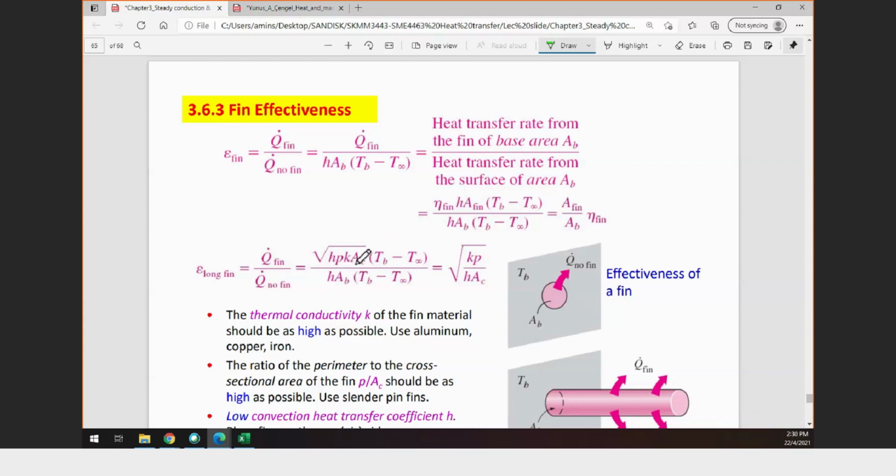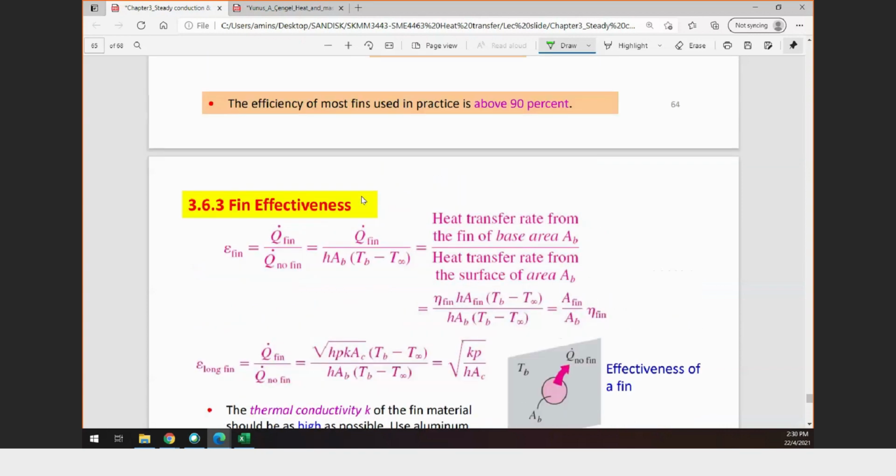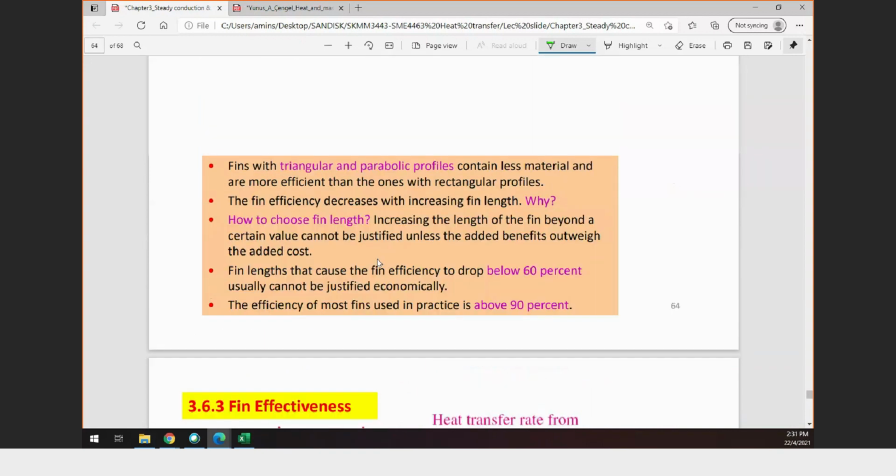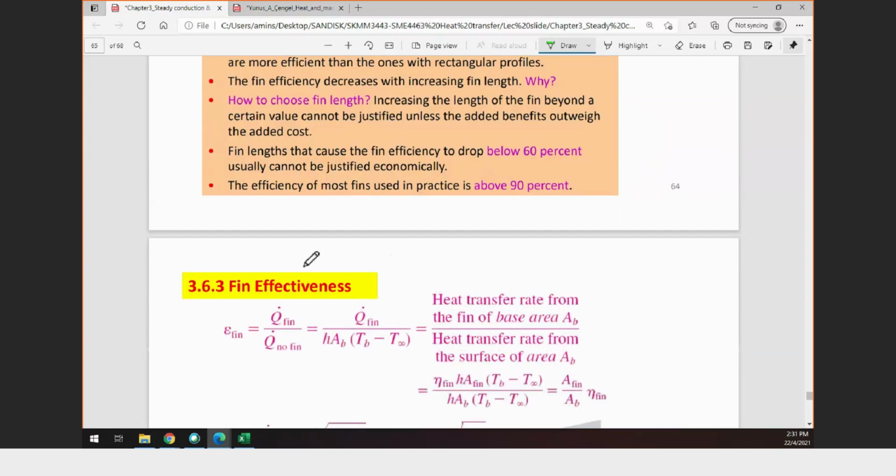Okay, so how to calculate the next? The next fin performance parameter is the fin effectiveness. I might say that there are two fin performance parameters. One is the fin efficiency.